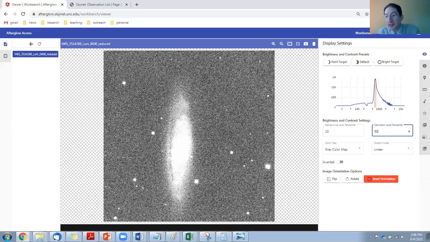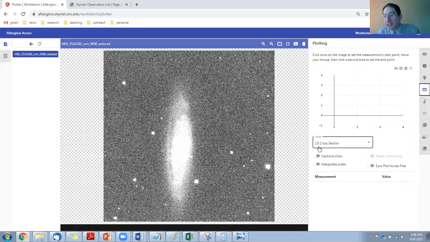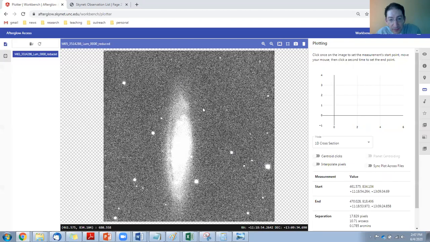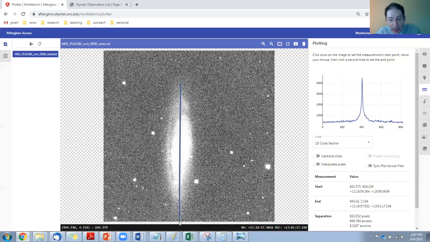and on the other side it ends right around the edge of the image. So next we're going to go over to the plotter tool. It has a little ruler icon. And we want to make sure that centroid clicks is off. We're not trying to measure the distance from one point of light to another. We're trying to measure across a fuzzy object, so we do not want any centroiding. And then you just have to eyeball where you think the edge is on one side and where you think it is on the other side. And then you can measure that in arc minutes down here.